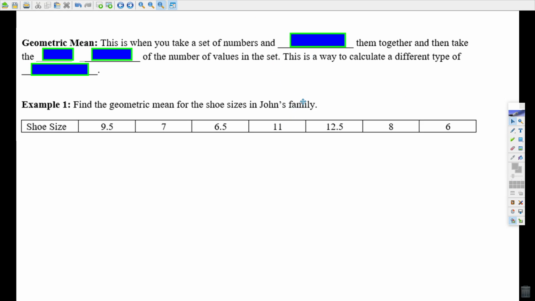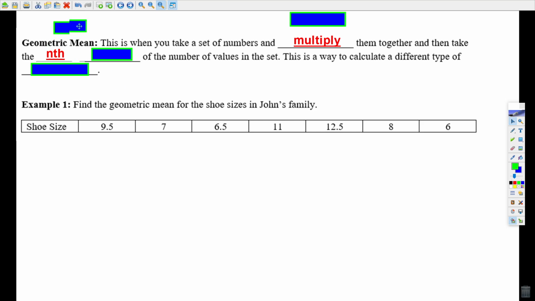Something a little newer here is something called the geometric mean. If you look at the warm-up, it asks about the arithmetic mean. That's when you take an average. The normal way to do average is you add up all the numbers you have, and then you divide by how many numbers you're adding together. The geometric mean is a similar way of doing that, but it changes up the method. The geometric mean is when you take a set of numbers, and instead of adding them together, we multiply them together.